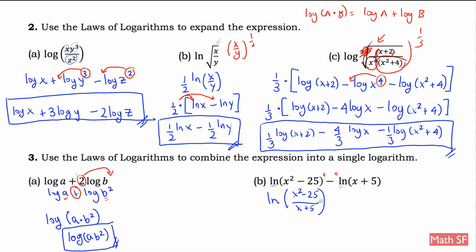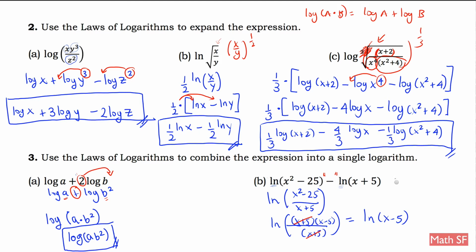Also remember, the inside here cannot be 0, or in other words, x cannot be -5. So just keep that in mind. Now I'm going to reduce this part, because I see I can. The top part is a difference of squares. So I'm going to have ln of x plus 5 times x minus 5. In the bottom part, I have another x plus 5, and these two are going to cancel out. So what I'm left with here is natural log of x minus 5. And this is as far as I can go here.